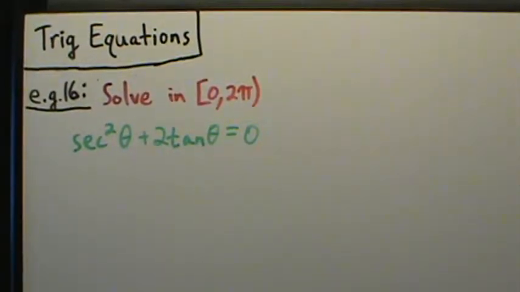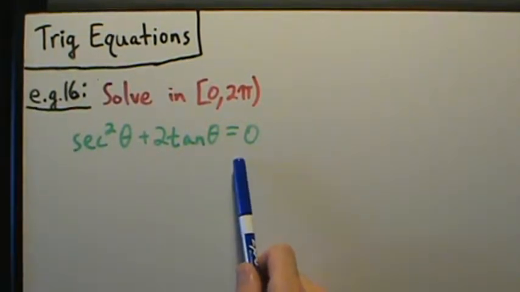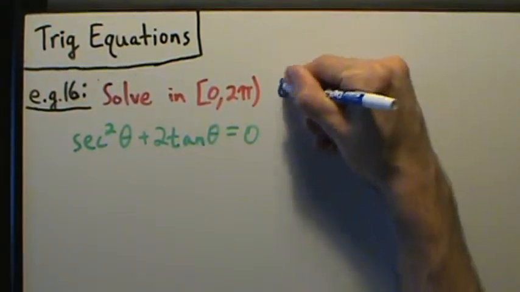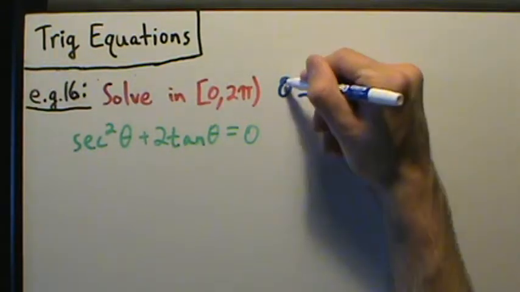Here's example 16 of solving trig equations. So here we have secant squared of theta plus 2 times the tangent of theta equals 0, and we're going to solve this in the interval 0 to 2 pi. So this just means that 0 is less than or equal to theta, strictly less than 2 pi.